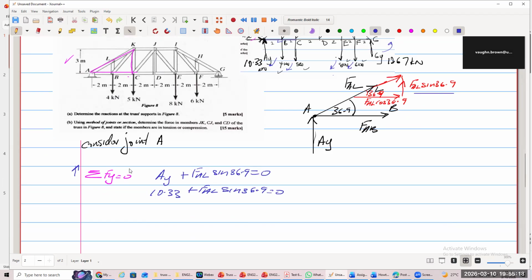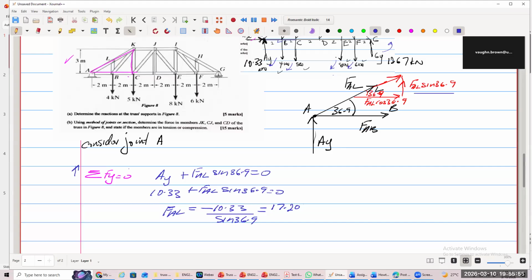And so from that, I can simply transpose for FAL. So FAL is going to equal the 10.33 coming over as minus 10.33 divided by sine 36.9. And how much do you get for that? Please, can I get an answer there? I'm waiting. 17.2.